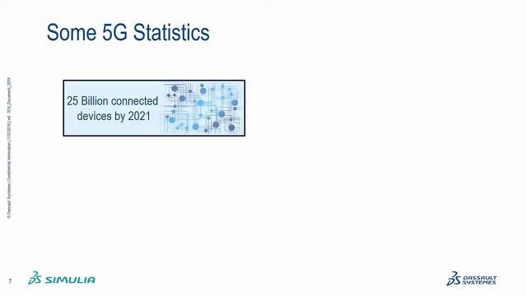So some interesting 5G statistics, and really some of these are pretty impressive. I'll just go through these briefly. Gartner is predicting around 25 billion connected devices by 2021. That's less than 2 years away, and that's a significantly bigger number than the whole population of the world. So you can see there's an awful lot of connected devices coming on stream, and that number is just going to increase over the coming years.